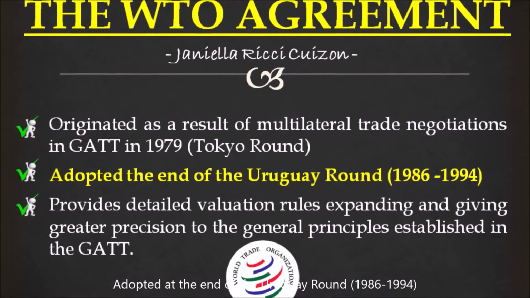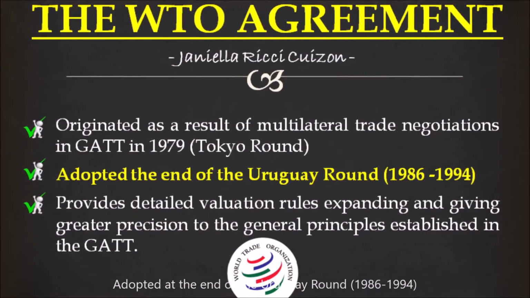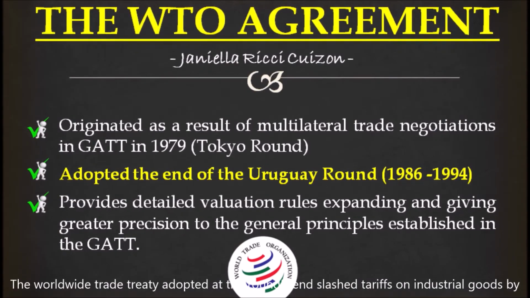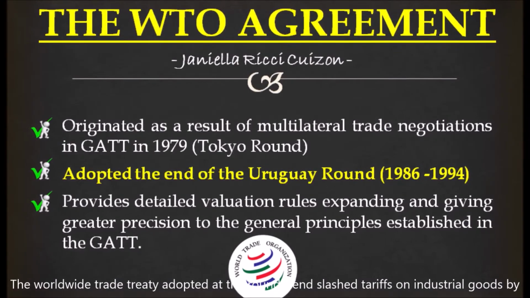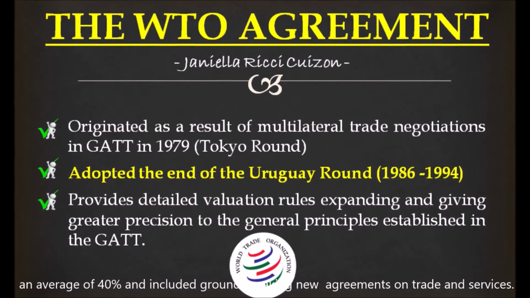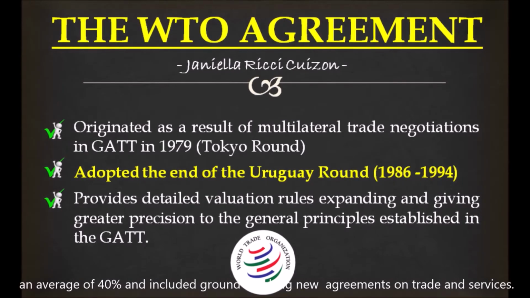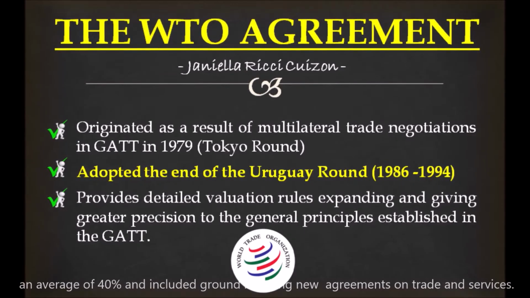So, adopted at the end of the Uruguay Round, 1986 to 1994. The worldwide trade treaty adopted at the round's end slashed tariffs on industrial goods by an average of 40%, reduced agricultural subsidies, and included groundbreaking new agreements on trade and services.